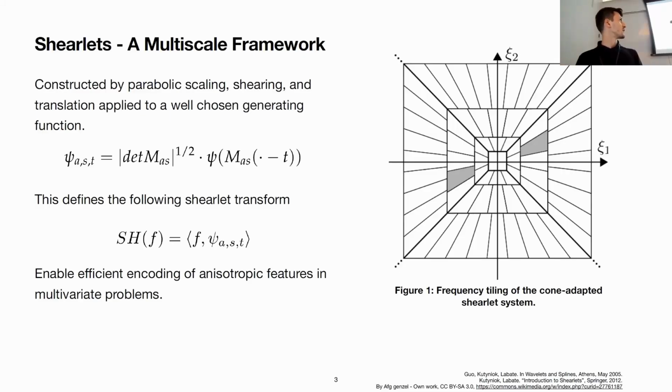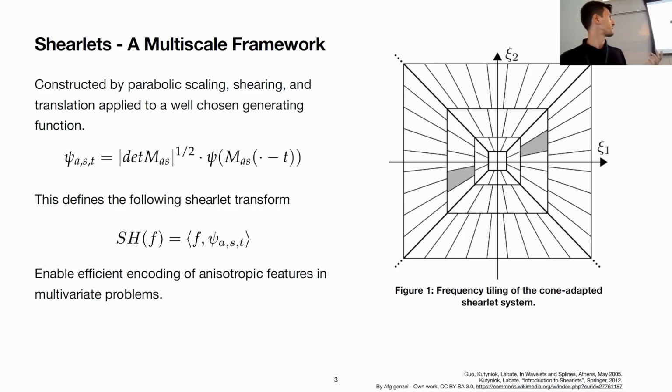On the right side, we will see the frequency tiling of cone-adapted Shearlet systems, which is what we will be using. The alternative would be classical Shearlet systems. We will not be using that because they exhibit a bias toward the vertical axis, which means that functions whose Fourier transform would be concentrated around this vertical axis would be almost impossible to represent using such classical Shearlet systems. So we'll be sticking with this, and we will be using the Shearlet transform that comes out of this one.